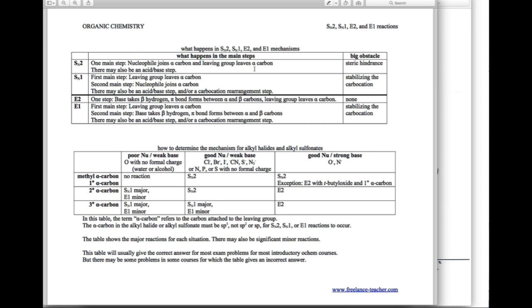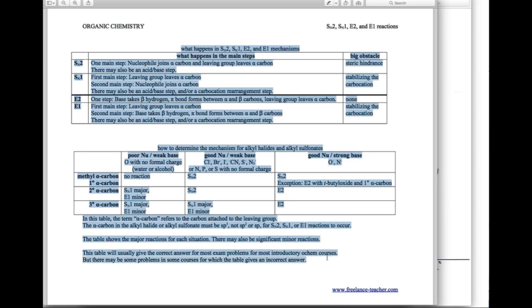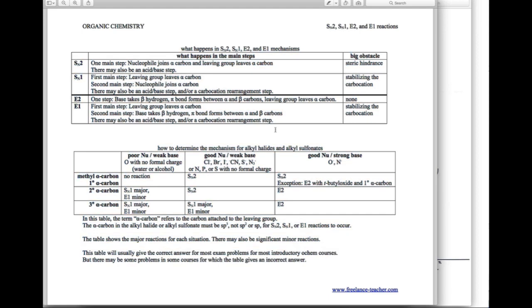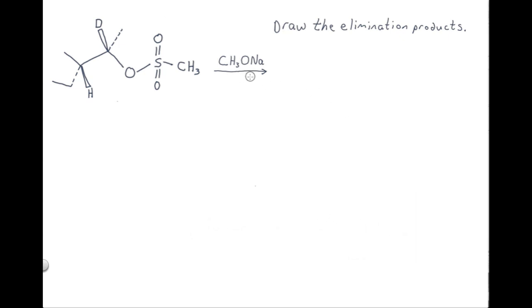By the time you take your exam, it's important to have all the information on this handout memorized. At this point, you should have all of this information memorized. You should have all of this information memorized about SN2, SN1, and E2, and you should have this information memorized. Please pause the video and try this problem.